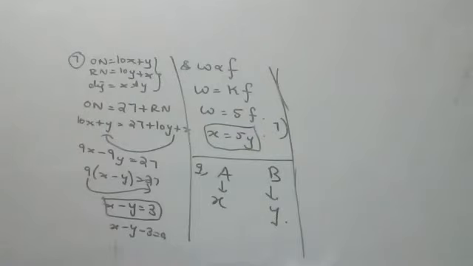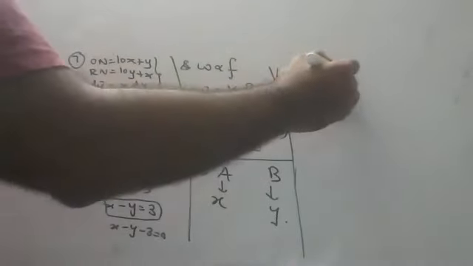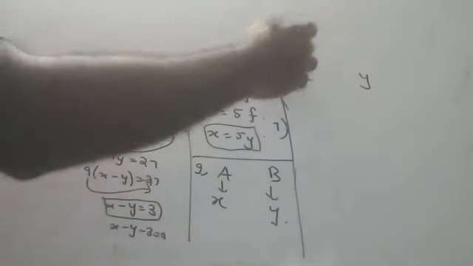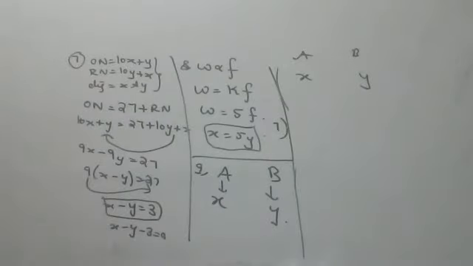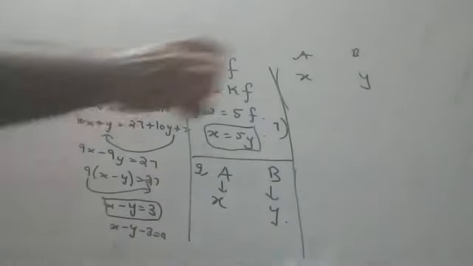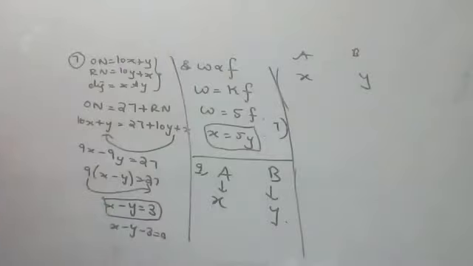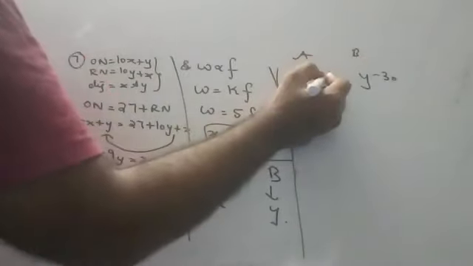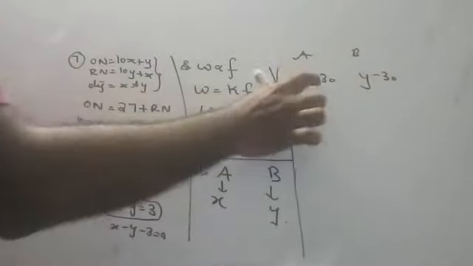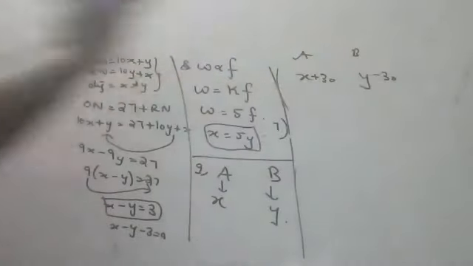A and B have certain mangoes. A is saying to B, all of you listen, children. What is A saying? If you give 30 of your mangoes, means here minus 30, here plus 30. Why? Because he is giving 30 mangoes to him. So minus 30 here, plus 30 here.